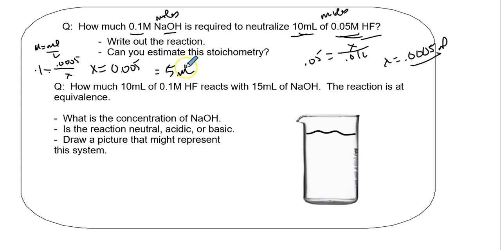Now think about this without all the math. This one here is half as concentrated as this one. Or you can say this is 2 times as concentrated, so it's going to need 1/2 the volume. This is 10, so this only needs 5. That's the better way to do it. This is going to show up on a multiple choice style question, where they're just going to want you to do this math proportionally.